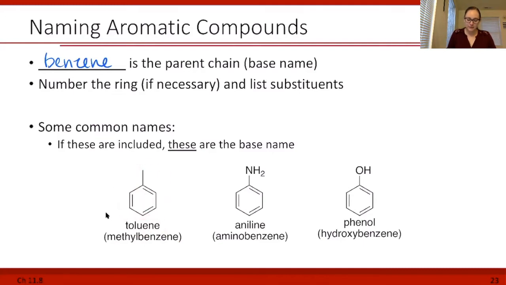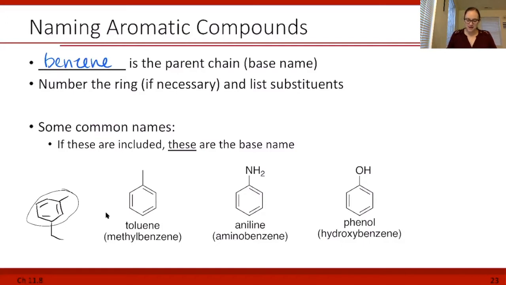So, we'll do some examples in a moment, but if we were to see a molecule like this, and then it has that on it, instead of being methyl ethyl with your numbers on your substituents benzene, it would actually be ethyl toluene because we have our methylbenzene in there as our base.